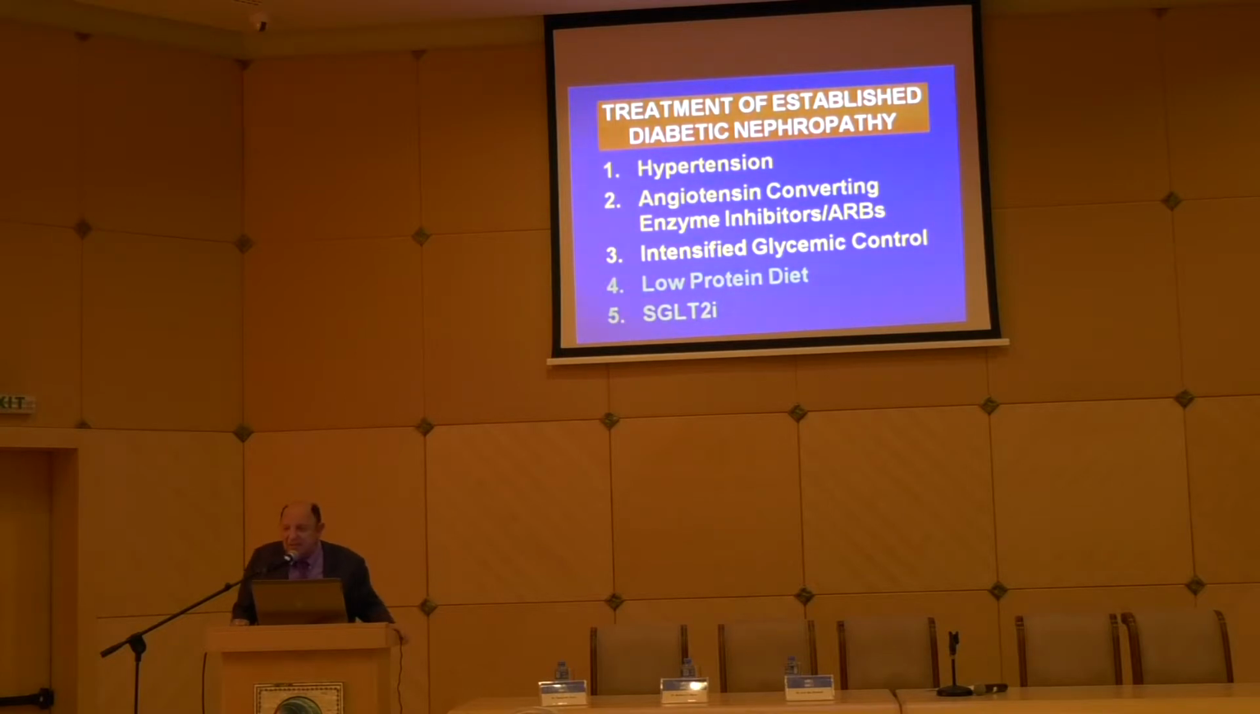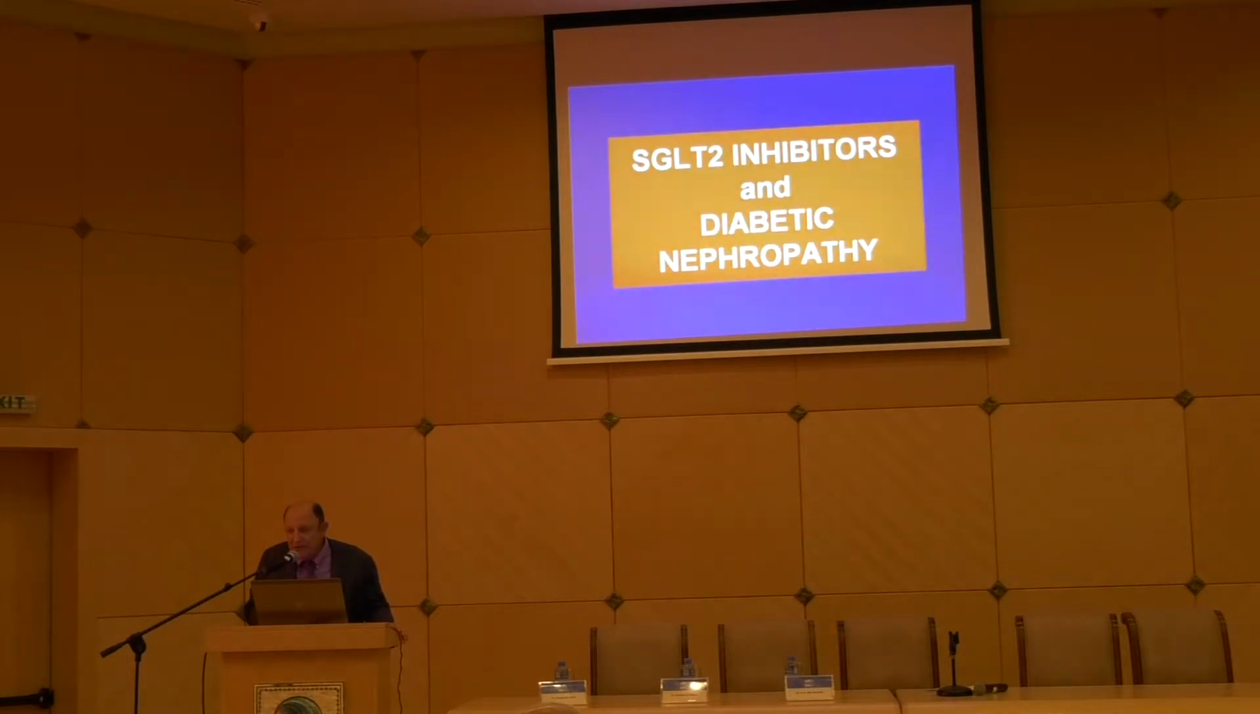Low protein diets actually were shown to be effective in the old days, but when the big NIH trial was carried out and people were on ACEs and ARBs, and then you put people on a low protein diet, the low protein diet had no benefit above and beyond treating the people with the ACE and the ARB. So now all we say is the people should not really be on a high protein diet. And then most recently we have the SGLT2 inhibitors.